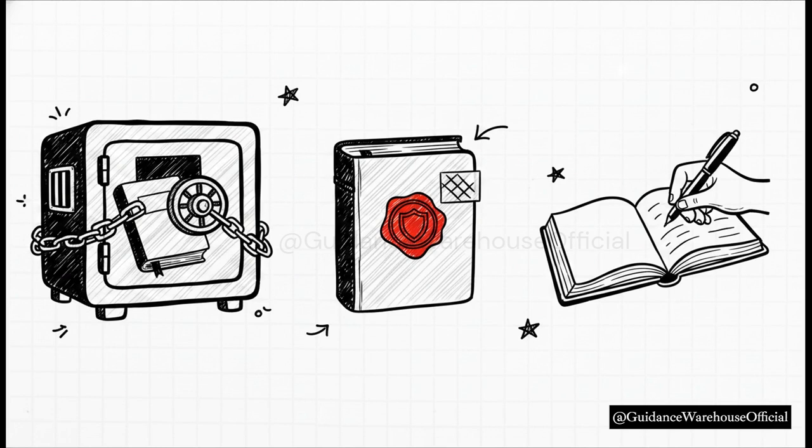Next is integrity, which is like placing a tamper-proof seal right on the diary's cover. If someone alters your data, you're going to know immediately. In tech, we use hashing and digital signatures to guarantee a file hasn't been changed even a single bit.